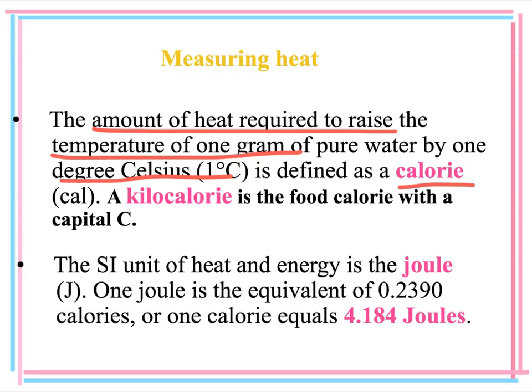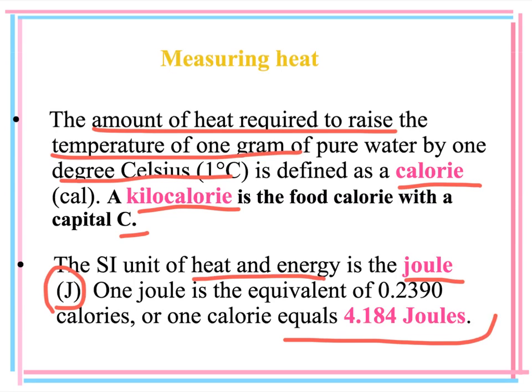And we call that a calorie, which is a little different from the food calories. When we talk about a granola bar having 150 calories, when we're talking about food calories, that's actually a kilocalorie, and that's designated with the capital C. If we're talking about the SI unit of heat and energy, we're going to be using something called the joule, which is a capital J. And in this case, 1 joule is the equivalent of 0.239 calories, or 1 calorie is equal to 4.184 joules.